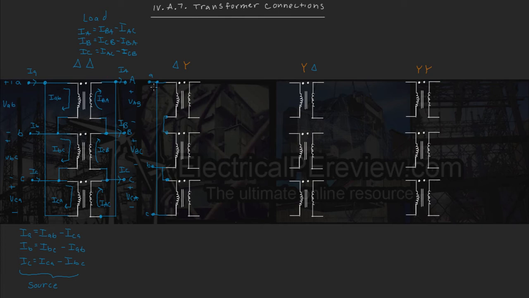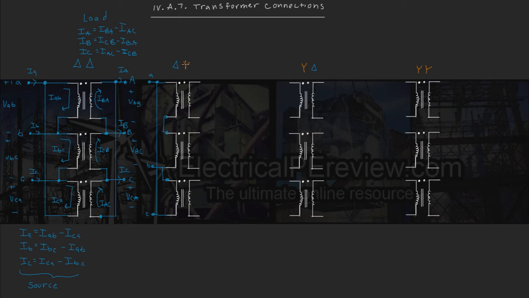I'm going to pass on drawing in our line currents, since it's going to be the exact same as in example 1. So this right here and this right here is going to apply to this same source delta. Instead, we're going to move on to our load Y.